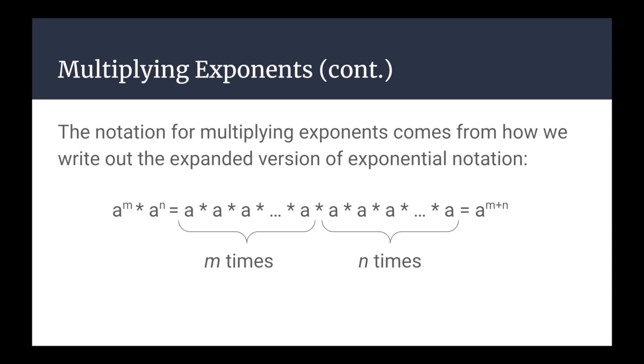The notation for multiplying exponents comes from how we write out the expanded version of exponential notation. So, again, we have a to the mth power times a to the nth power is equal to a times a times a, m times, also multiplied a times a times a, n number of times. So you have m number of a's and n number of a's. So you would add them together to get a to the mth power times a to the nth power equals a to the power of m plus n.